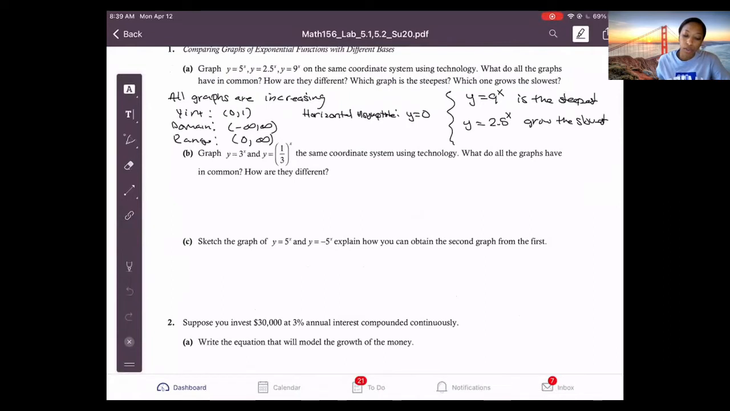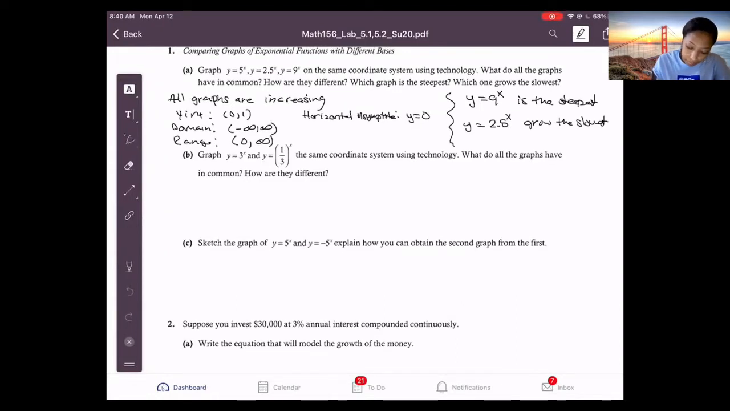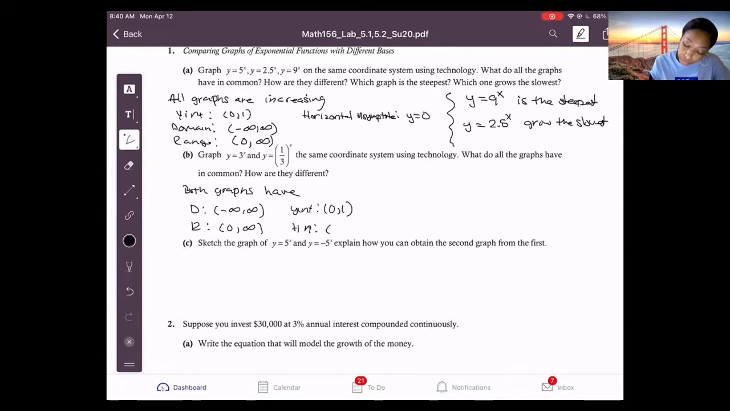Graph 3 to the x and 1/3 to the x on the same coordinate system using technology. What do all the graphs have in common? How are they different? So again, both graphs here have the same domain, range, intercept, and asymptote. Both graphs have a domain, negative infinity to infinity, range 0 to infinity, y-intercept 0, 1, horizontal asymptote, y equals 0.